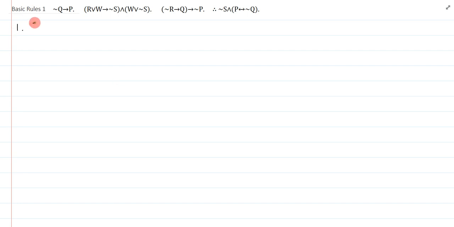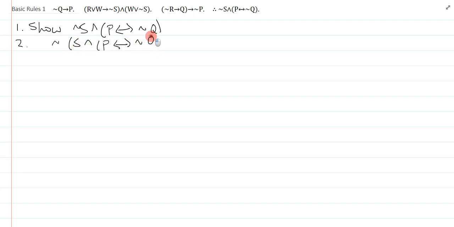So as always, to start, we start by showing our conclusion. So not S and P biconditional, not Q. I could assume ID here, well, whatever, I will. Not S and bracket P biconditional, not Q. You just never know when you're going to need it, so it doesn't hurt to do it. On line 3, I should take a look.